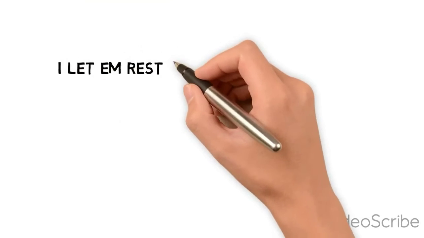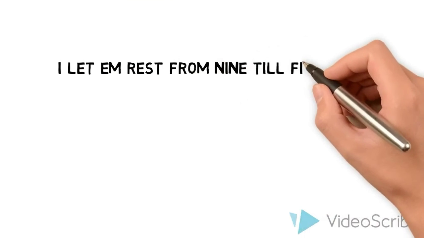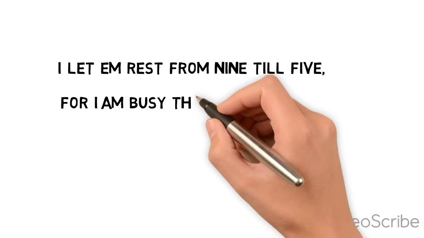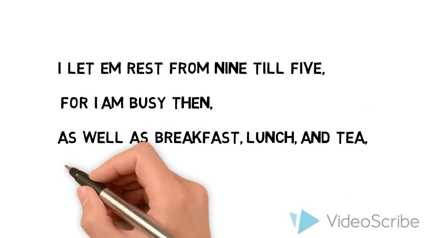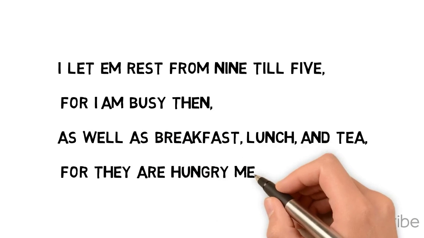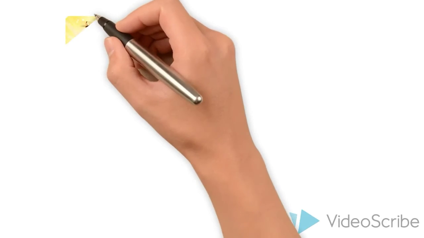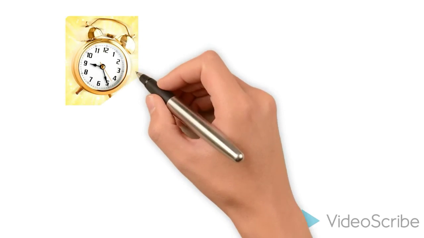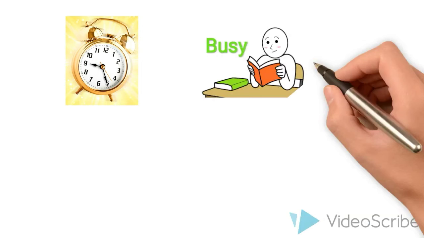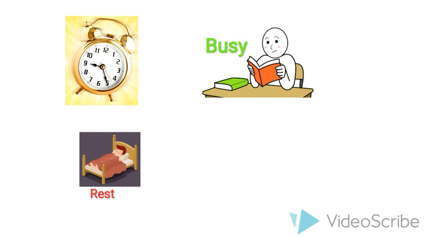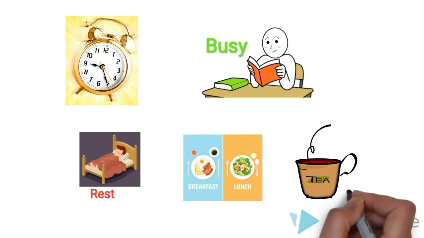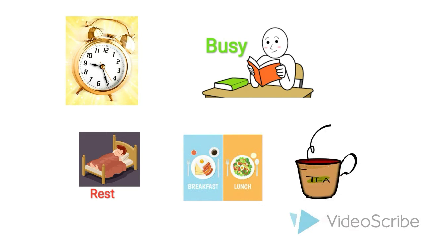Next para. I let them rest from 9 to 5, for I am busy then, as well as breakfast, lunch, and tea, for they are hungry men. Explanation. He tells them to rest from 9 to 5, for at that time he is busy. He also allows them to rest during breakfast, lunch, and tea, because they are hungry men.